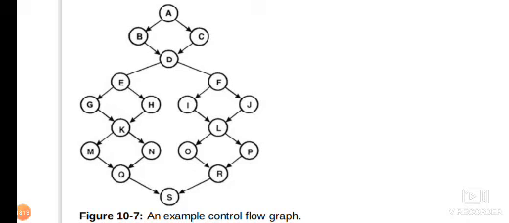For computing the cyclomatic complexity, as I told, I've got 3 formulas. The first formula is edges minus nodes plus 2. Cyclomatic complexity C is equal to the total number of edges minus the number of nodes plus 2. So we'll go back and see.